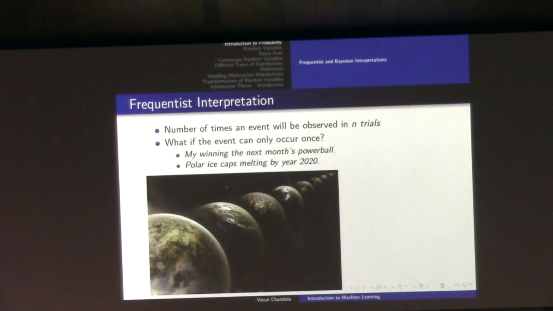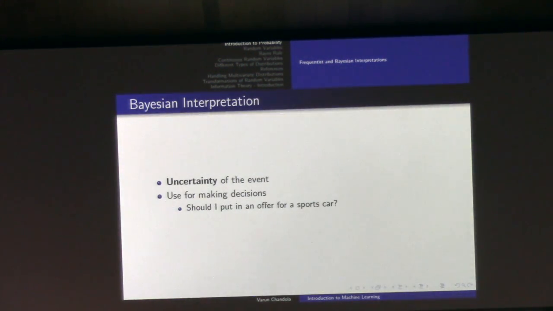So then comes this other interpretation, which is the Bayesian interpretation. The way Bayesians interpret probability is that they associate it with the uncertainty of the event, all right? So when I say the probability of getting heads in a coin toss is 0.5, they say that the certainty of it being heads is 0.5. So it's just two ways of interpreting the same thing, right? The way they use it is, it becomes then understand how to use probability.